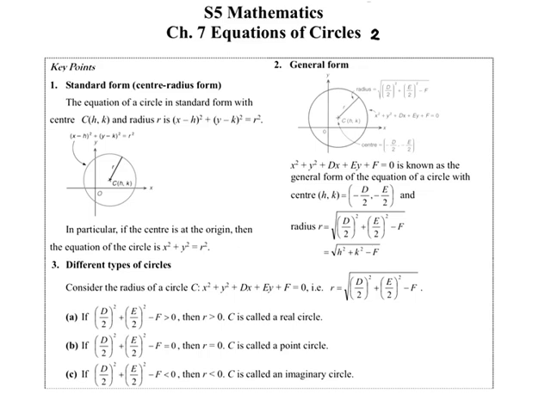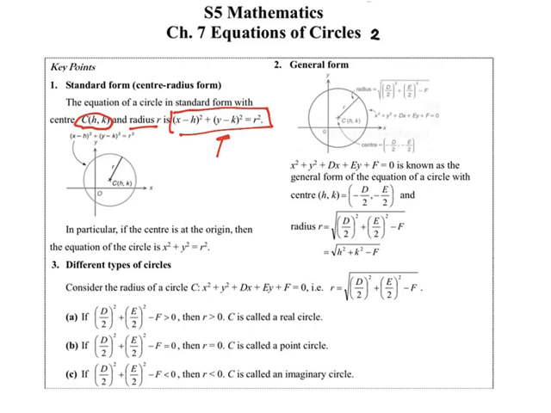For standard form, we have the center (h, k) and the radius. The standard form of a circle is (x minus h) squared plus (y minus k) squared equals the radius squared. Remember, you can use this to represent a circle's equation.